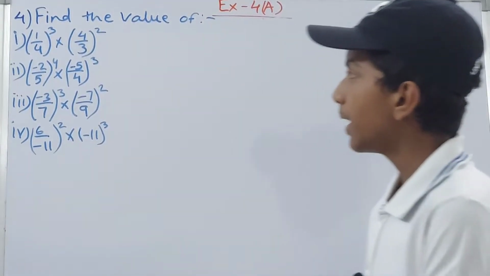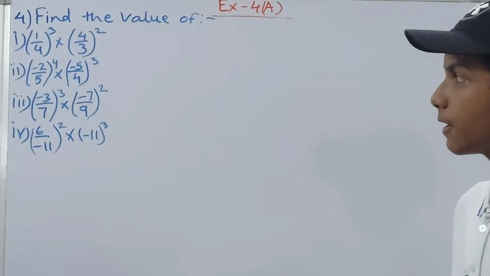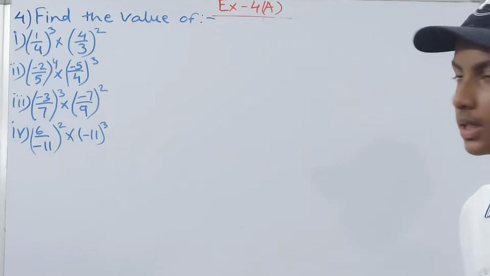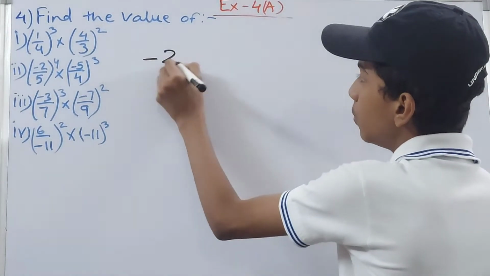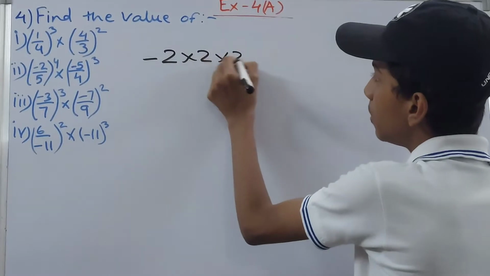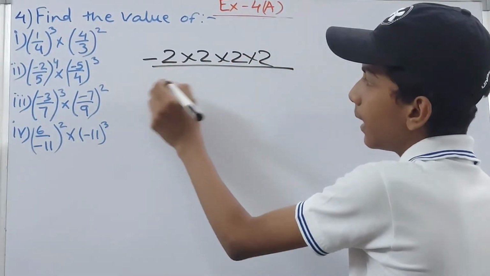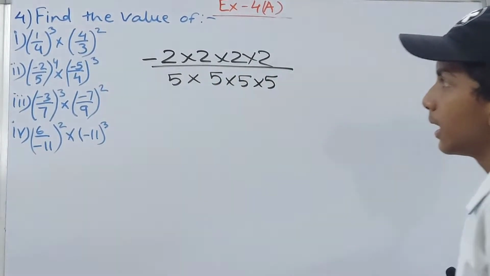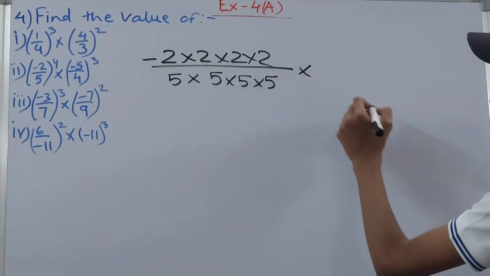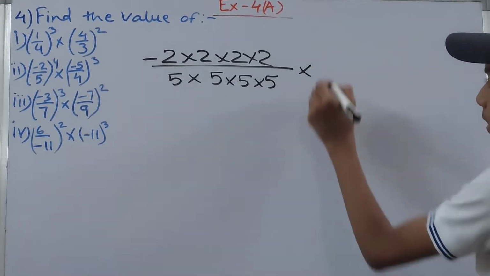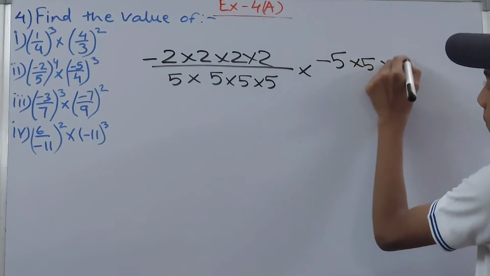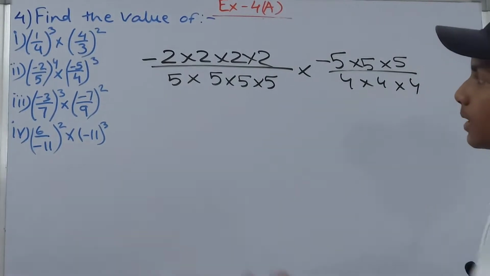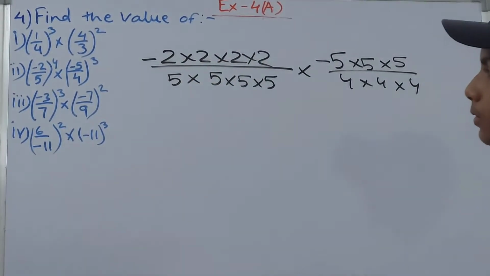The next one is (minus 2 upon 5)^4 into (minus 5 upon 4)^3. Again, you see our base has a minus sign, so you can write it like this: minus 2 into 2 into 2 into 2 upon 5 into 5 into 5 into 5, four times. And then here we have minus 5 upon 4 to the power 3, so minus 5 into 5 into 5 upon 4 into 4 into 4. So this becomes how much? 2 into 2 is 4, 4 into 2 is 8, 8 into 2 is 16.